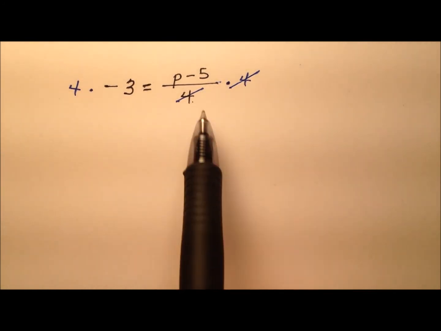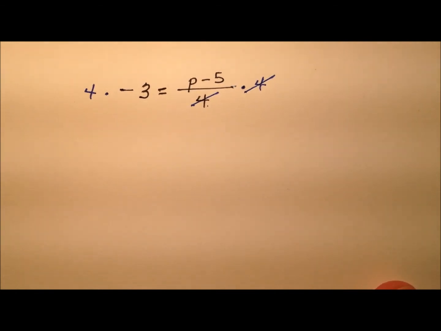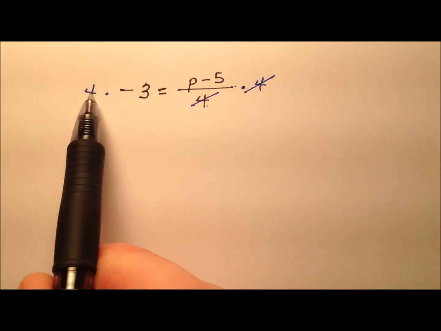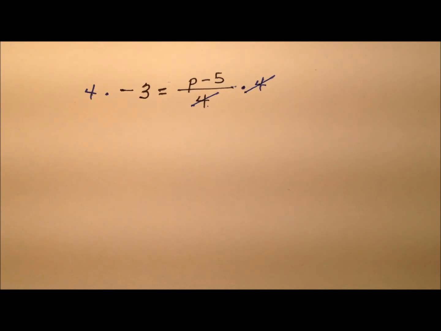And this multiplication by 4 on both sides is going to be called the multiplication property of equality, which just states that if I multiply one side of the equation, I need to do so on the other side by that same value so I can keep everything nice and equal.